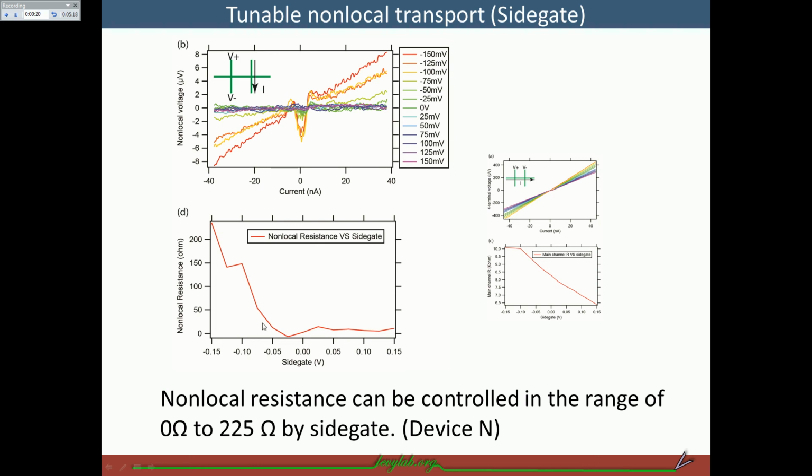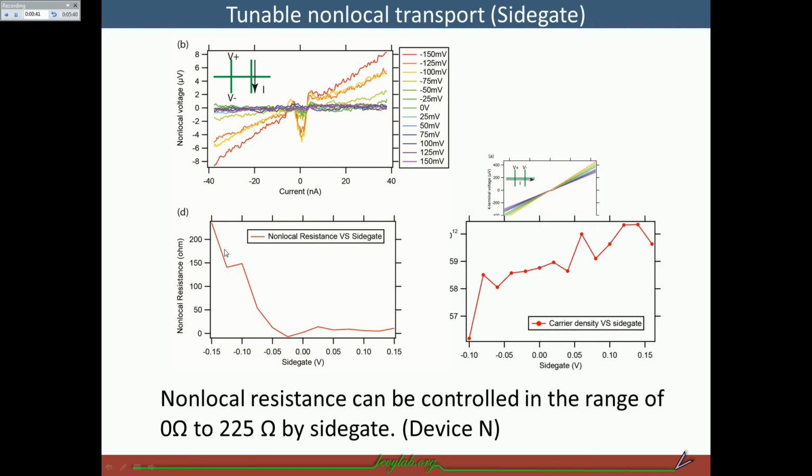Actually, from seeing this data, we can see there seems to be a turn-on voltage. So above this turn-on voltage, the non-local resistance is around 0, and below this turn-on voltage, the non-local resistance increases as the sidegate decreases. And this is probably related to the current density, which can also be tuned by the sidegate.